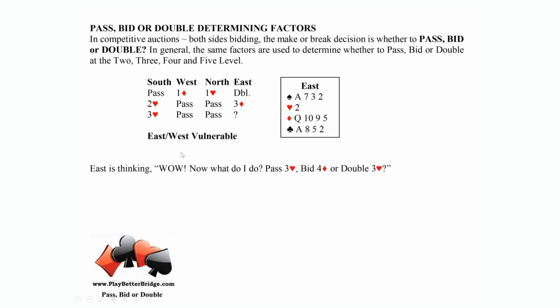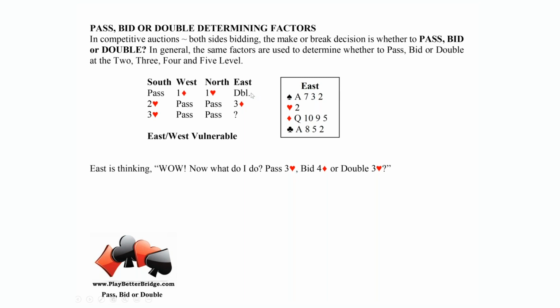So both sides are bidding. In everything that we discuss in this class, both sides will be bidding, and we'll be deciding whether we compete on or whether we stop and double. So let's take a look at this auction. You're all sitting East, and South passes. Partner opens 1 diamond. North bids 1 heart.